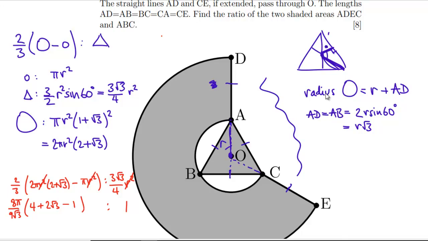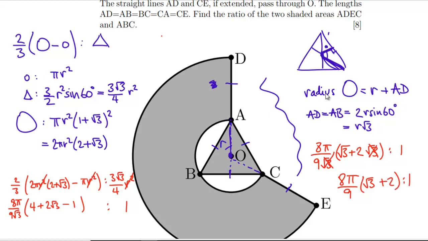So all in all, if I can just squeeze this on, well, that's got a 3 and a root 3, so lots of things are going to cancel there. Well, maybe not lots of things, some things. Let's go over this side. 8 pi over 9 root 3 multiplied by 3 plus 2 root 3 to 1. So we can cancel that root 3 with that root 3 and one of those root 3s. So we're left with 8 pi over 9 times root 3 plus 2 to 1. So yeah, that ended up being quite fiddly.